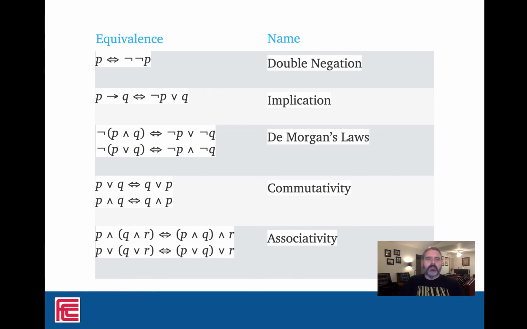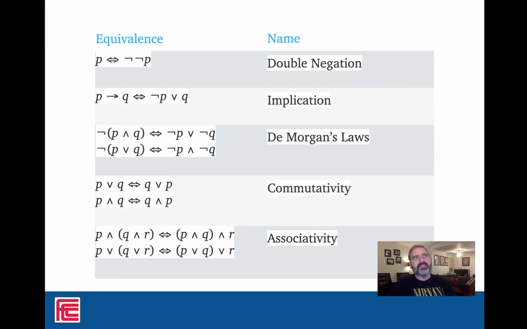Commutativity: ors and ands work like addition and multiplication, you can flip them. P and Q is the same as Q and P. Those are commutative. I keep wanting to put an N in that word. Commutative operators. But subtraction and division are not commutative, right? So basically, you can flip the operands with and or.